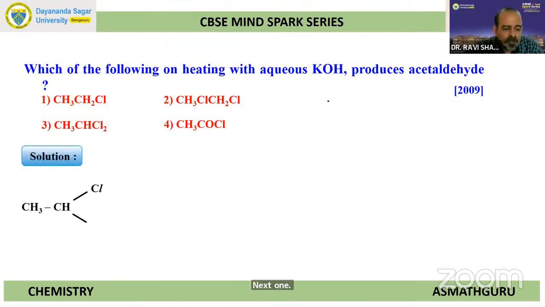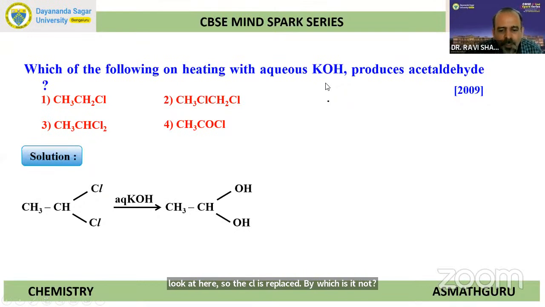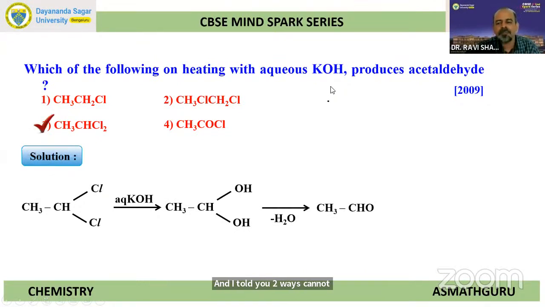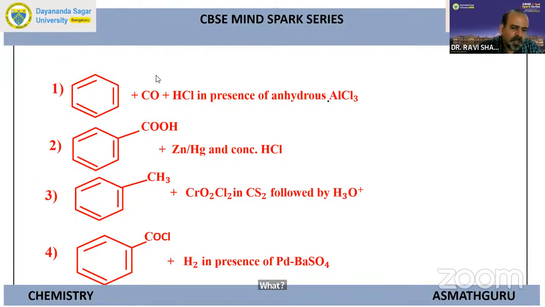So look at here. The Cl is replaced by OH, is it not? And I told you, two OH groups cannot attach to the same carbon atom. So they lose a water molecule and you get an aldehyde. Over. Which of these will not give aldehyde?